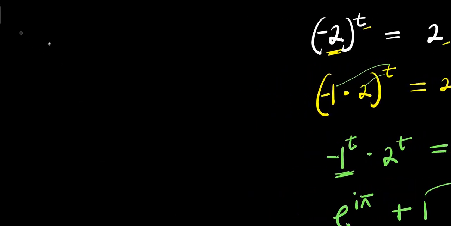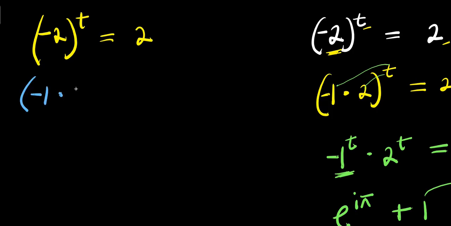So we recall the problem. We have (-2)^t equals 2. Now, in this second method, we are still going to make use of the same first step, in which we replace this -2 with (-1 × 2) to the power of t, and this equals 2. Remember, -1 times 2 is the same thing as -2.